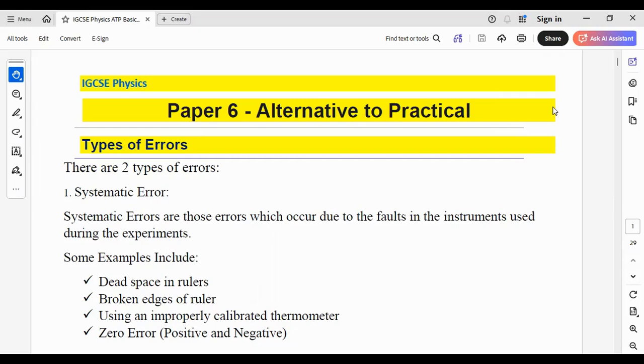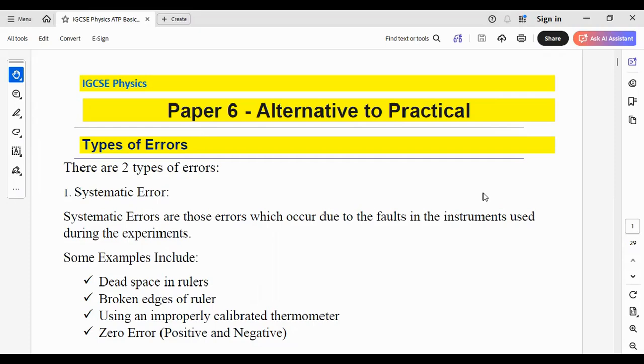At the end, we are going to cover some common questions about the errors, how to overcome the errors, and the difficulties. Starting from types of errors.